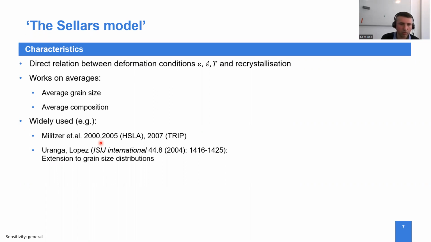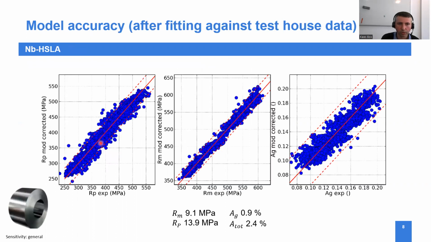And I do want to share that with you. So here from our own work, we have an example of how we describe the mechanical properties with such a model for niobium HSLA grades. And what you see here in these three graphs is the measured yield strength, tensile strength, and uniform elongation, plotted versus the model prediction from such a mean field phenomenological model. And this is then after fitting against test house data.